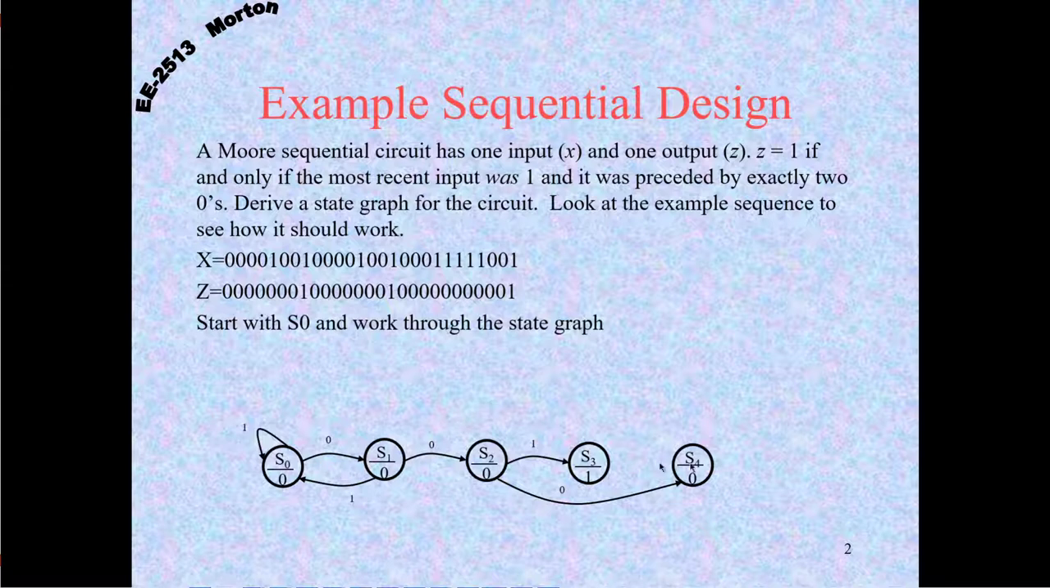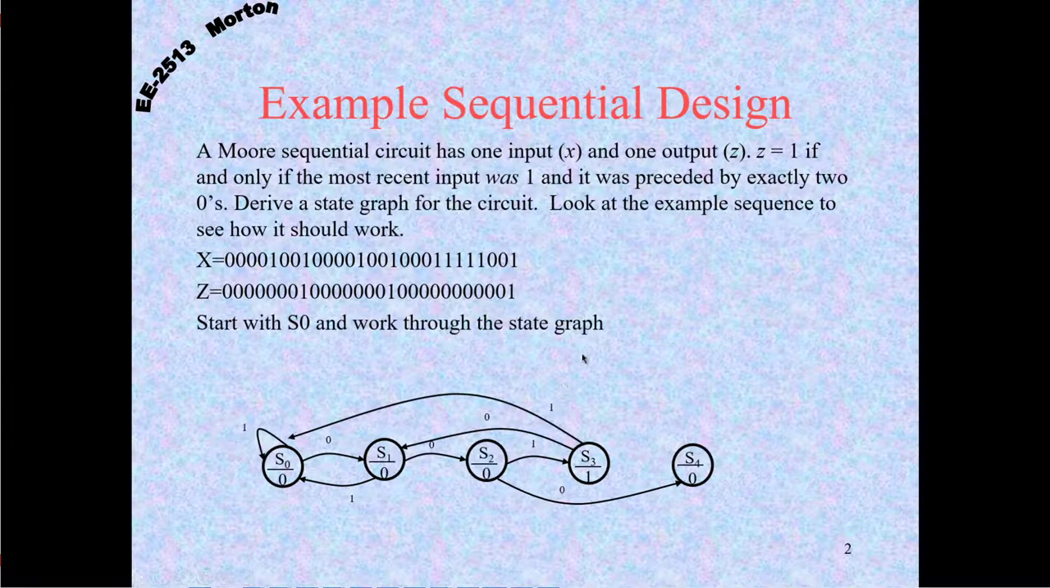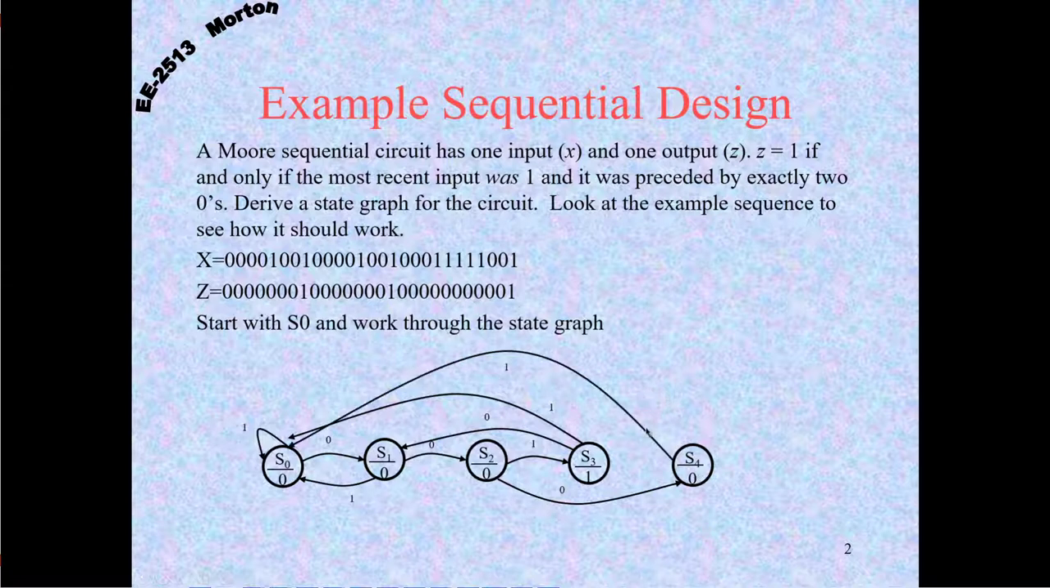And then if we're in S3 and we get a 0, then we can go back to here because we might have the first 0 in the next sequence. But if we get a 1, we have nothing. We have to start over at S0. But if we're in S4 and we get a 0, what do we do? We just stay there. If we get a 1, we go back and start over.